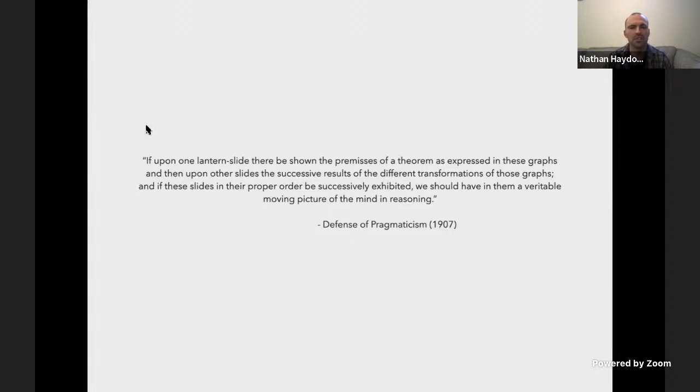He has one passage where he says, and again, this is 1907, so he had no TVs or anything like that, "If upon one lantern slide there be shown the premises of a theorem as expressed in these graphs, and then upon other slides the successive results of the different transformations of these graphs, and if these slides in their proper order be successively exhibited, we should have in them a veritable moving picture of the mind in reasoning." So it's kind of a neat way of depicting these graphical transformations.